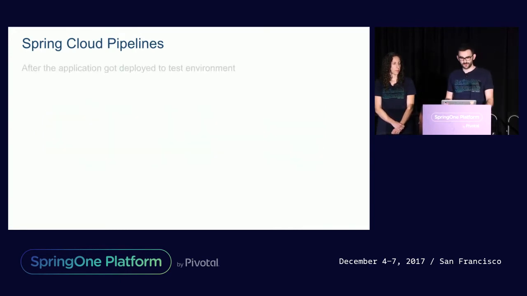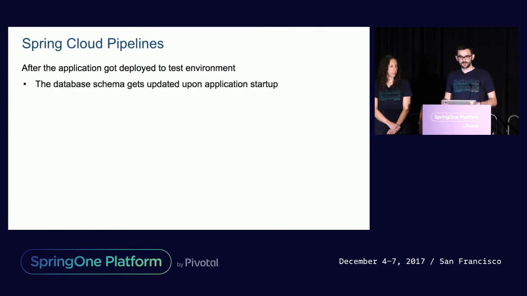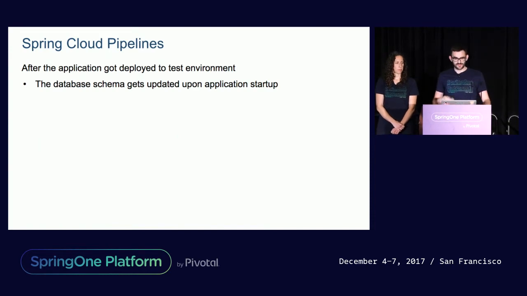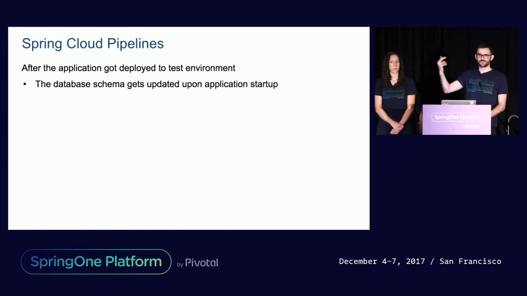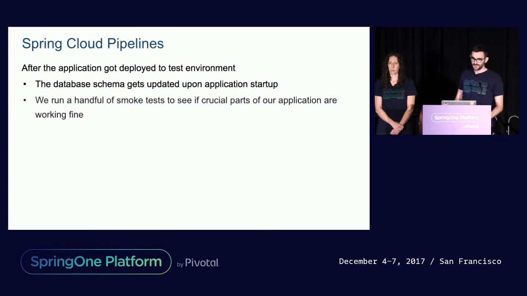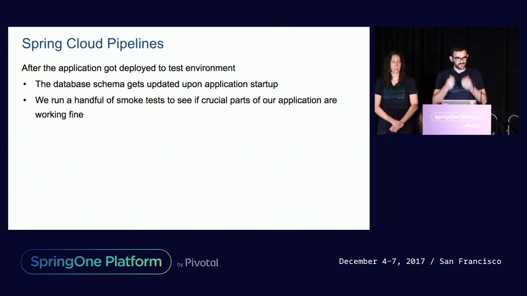So when we do test deploy, what happens is we deploy the application to some test environment. So in Cloud Foundry, that would be a test space. And the database schema gets updated upon application startup, right? Application starts, database gets updated. And then we run a handful of smoke tests to see if crucial parts of the applications are working fine. Why do I say handful?